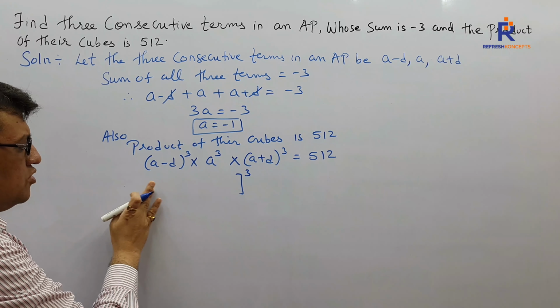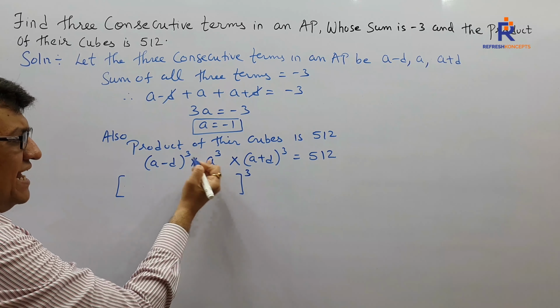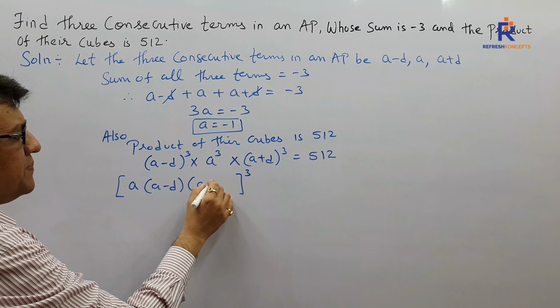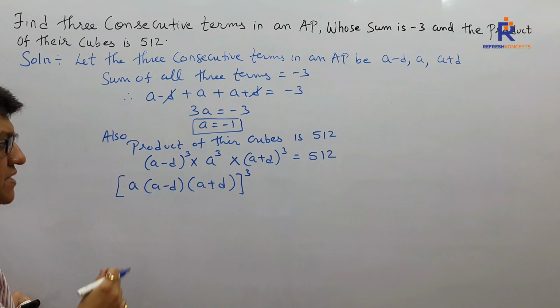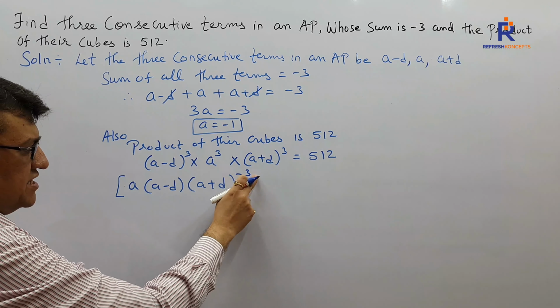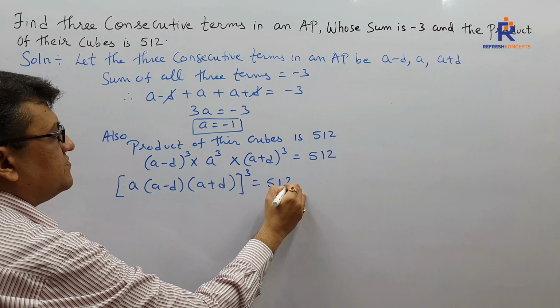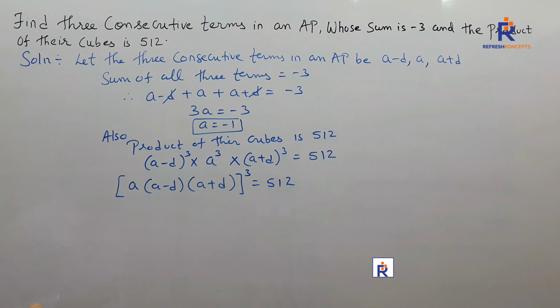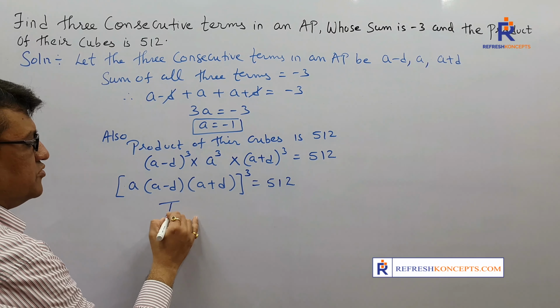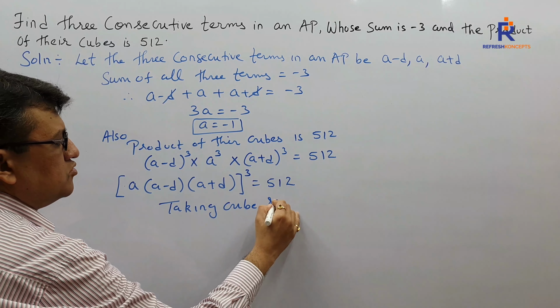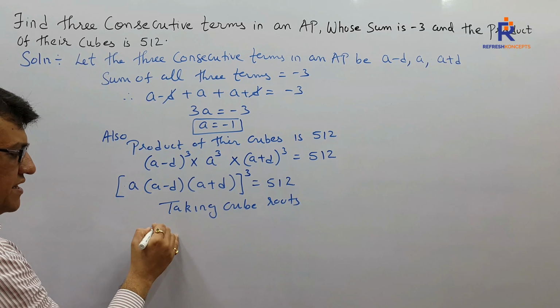Shall I say the whole cube? And I'll rearrange it to say a minus d, a, a plus d. A cube, a minus d cube, a plus d cube is 512. Any problem, children? Now I shall say taking cube roots at this juncture. Taking cube roots. What will happen?